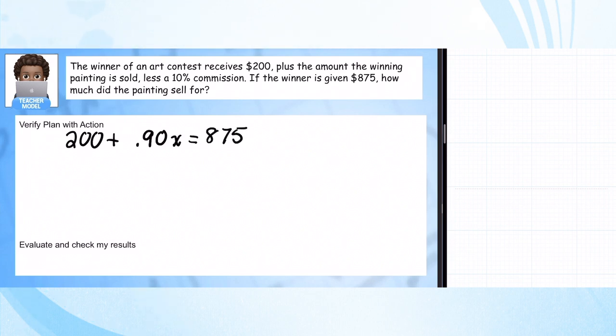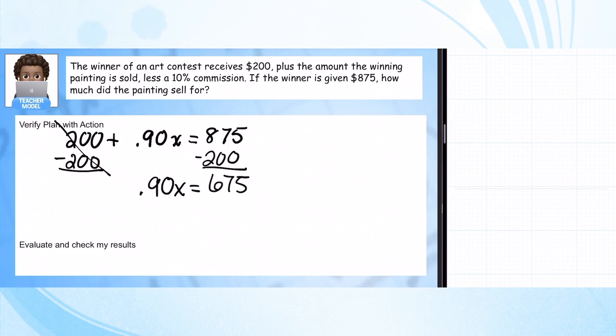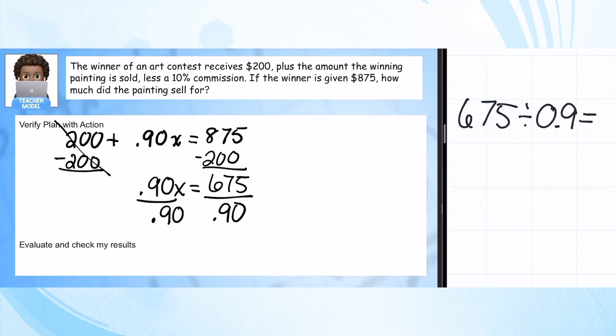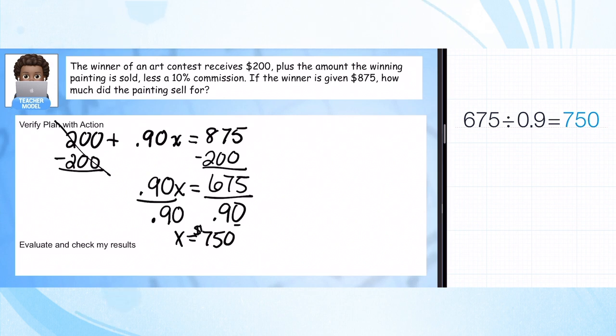All right, from here we know how to solve it. We'll get rid of our constant first. We're going to turn that to a 0 pair. And that leaves us with 0.90x is equal to $675. And now we're going to divide by 0.90 on both sides. So 675 divided by 0.9. That's what I'm typing in this calculator. X is equal to $750. So that is how much the painting sold for. Remember, he's only getting 90% of that because they took 10% as their commission.